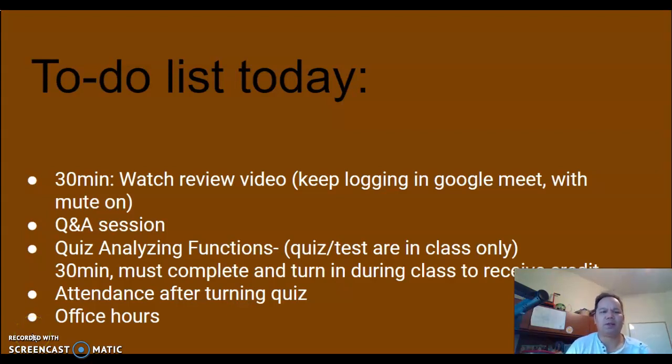To-do list for today: 30 minutes Q&A and watch a review video, and then quiz analyzing function. The quiz has to be taken in class only, and then attendance after you turn in the quiz, office hour.